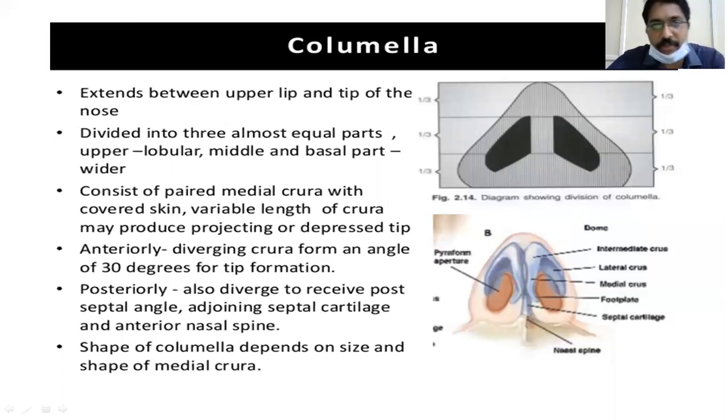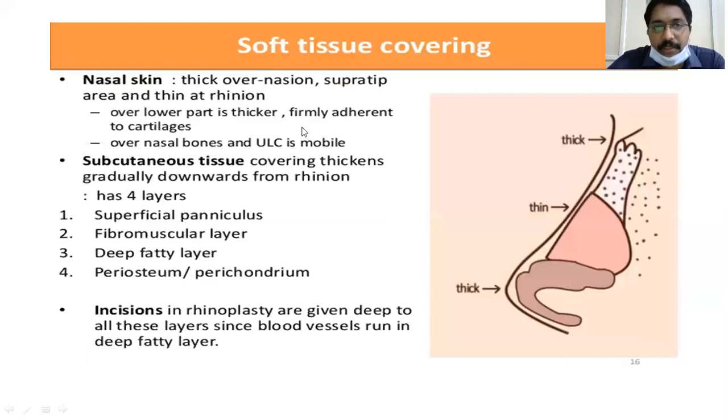Coming to the soft tissue covering. Here we have nasal skin. Nasal skin is thin over the upper lateral cartilages and nasal bones, and thick over the lower lateral cartilages. And here there will be a lot of sebaceous glands. The hypertrophy of the sebaceous glands of the nose is called rhinophyma. Okay, they may ask you in a 2 marks question, what is rhinophyma?